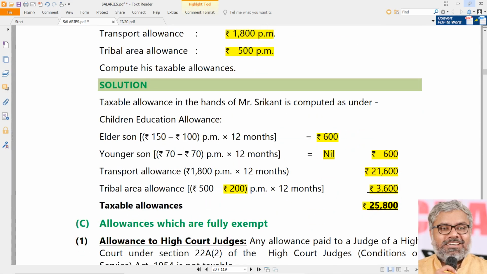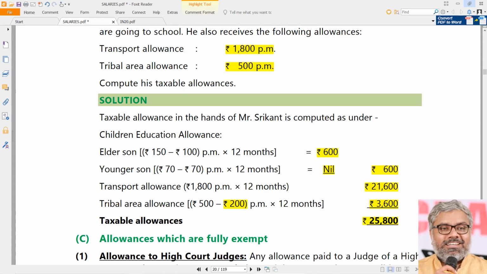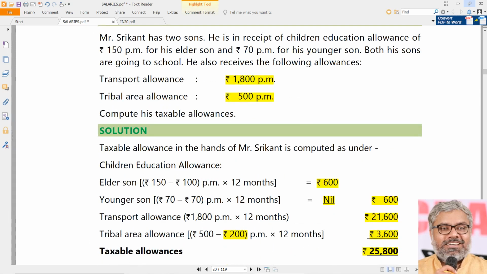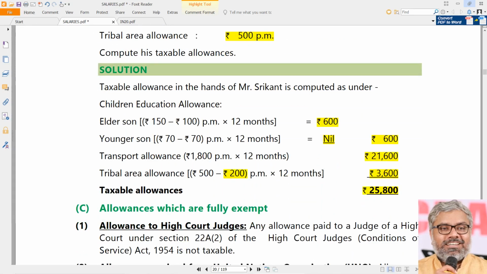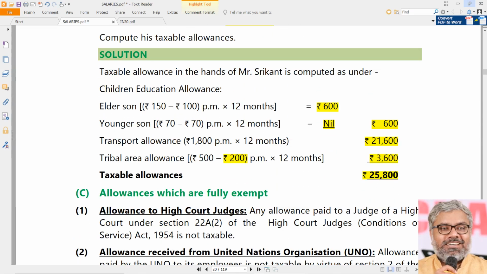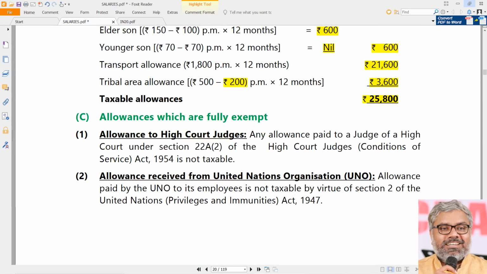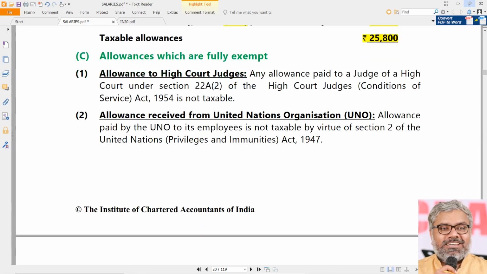So using those exemptions, we can find out how much is the taxable portion of the income earned by the SSE. In this case, it was 25,800 rupees. That is one of the practice questions we can say. And the other category of allowances, we already touched it enough, no need to go into details of that.